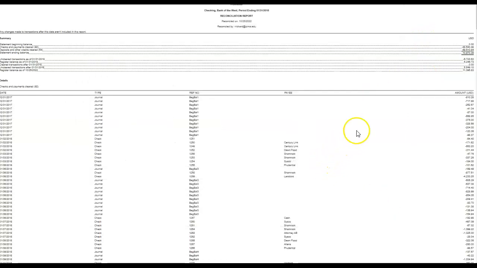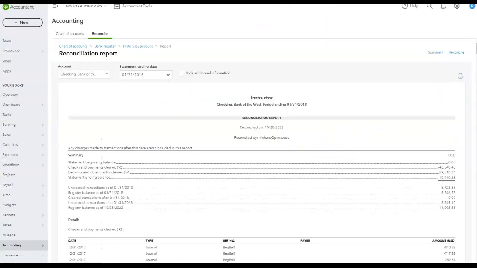That's how you do a bank reconciliation in QuickBooks. I'm disappointed in the fact that they didn't teach it to you any better in the learning portion in that PDF that we had.